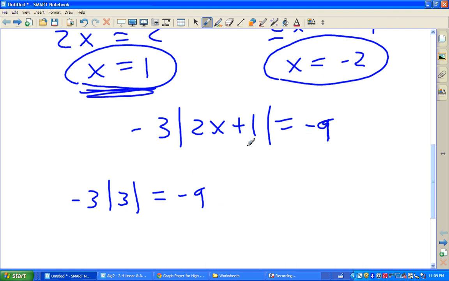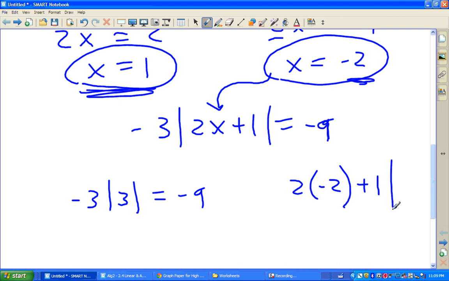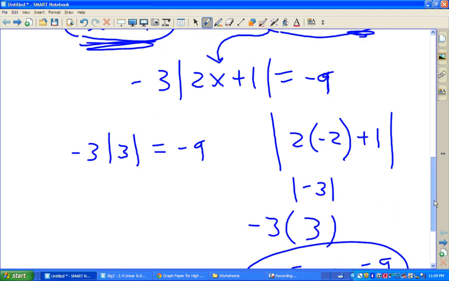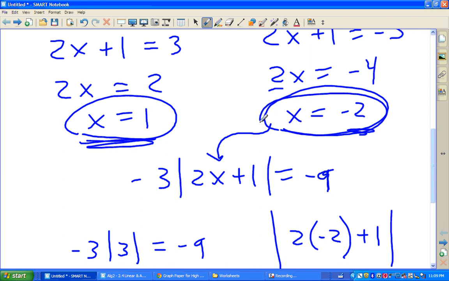Try this one over here. Okay, 2 times minus 2, if I just plug it in for x here. 2 times minus 2 is a minus 4, plus 1, but I take the absolute value of that. That's a minus 4 plus 1, which is a minus 3. The absolute value of minus 3 is 3. So now I had the minus 3 out front, and minus 3 times 3 certainly is minus 9, which is the right side of the equation. It makes it true. Therefore, we've proved that this answer works and this answer works.